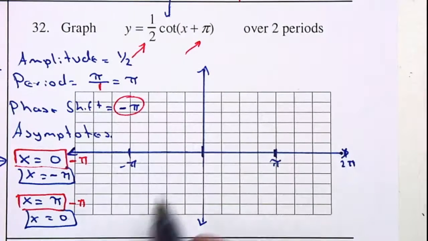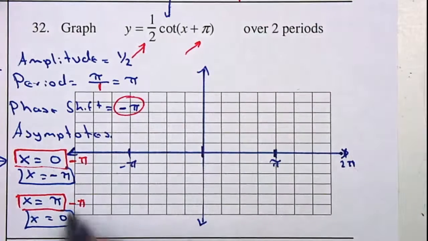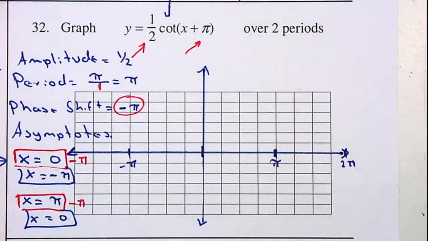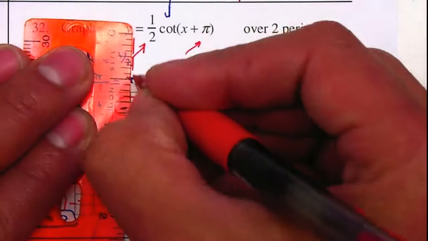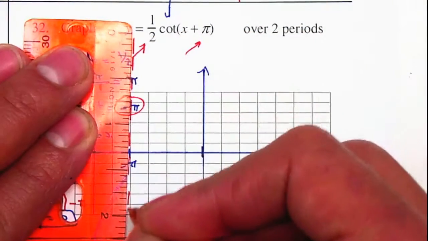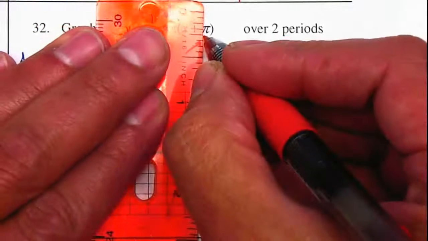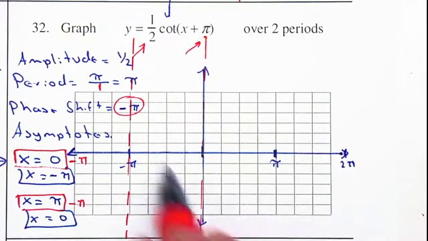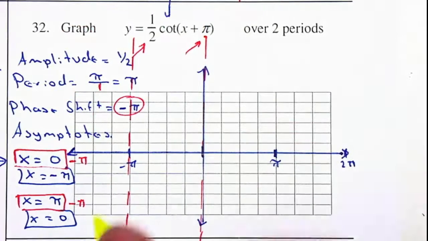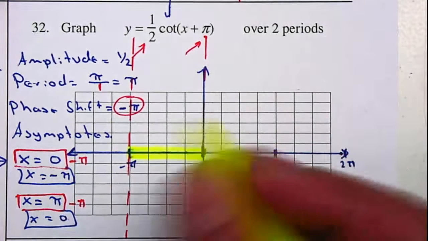Now remember, when you're dealing with cotangent, you want to be able to add your phase shift to each of your asymptotes. So my first asymptote will be at negative pi. My second asymptote will be at 0. Notice that my period is still pi. So the distance from my first asymptote to the second asymptote is going to be pi.